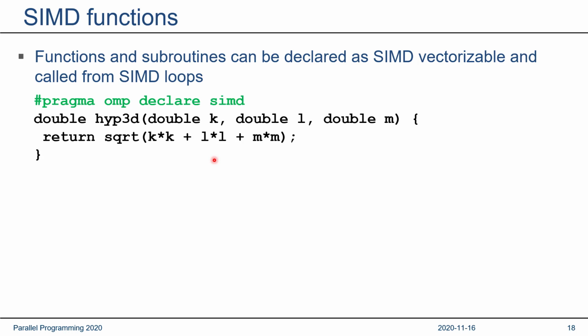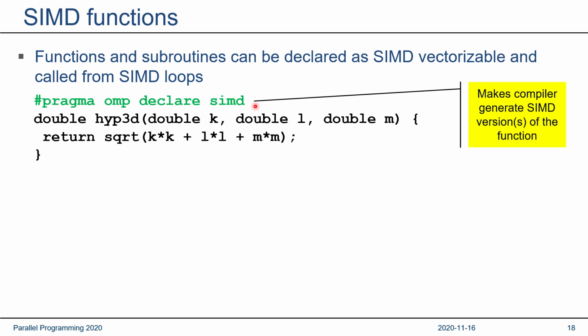Here's a simple example. The function is hyp3d, and it calculates the sum of squares of three arguments, k, l, and m. So simple enough. Now I've denoted this function to be SIMD vectorized. So pragma omp declare simd. The declare keyword is important here. And this means that the compiler will try to produce a SIMD version of this function.